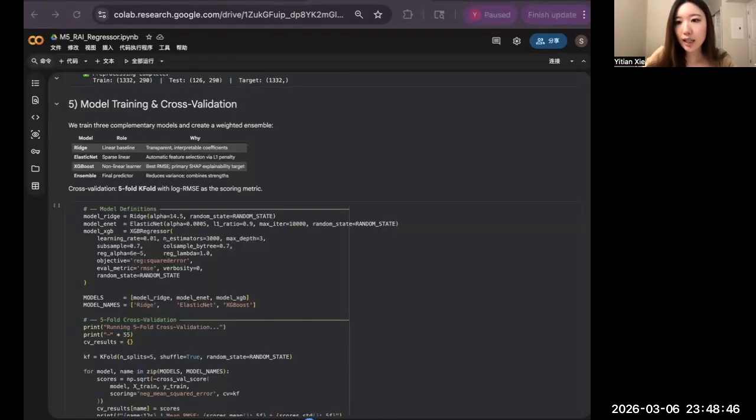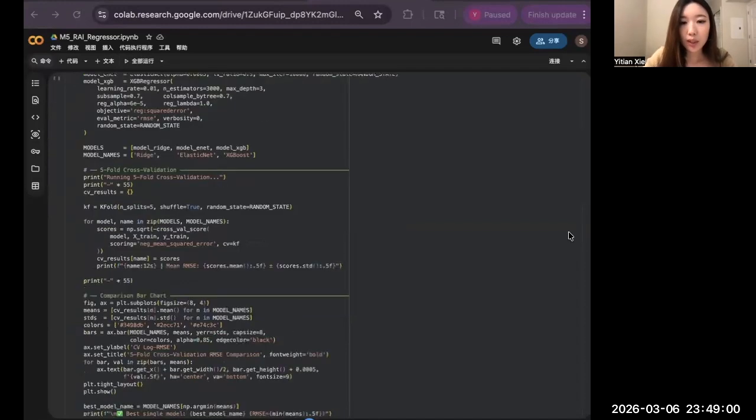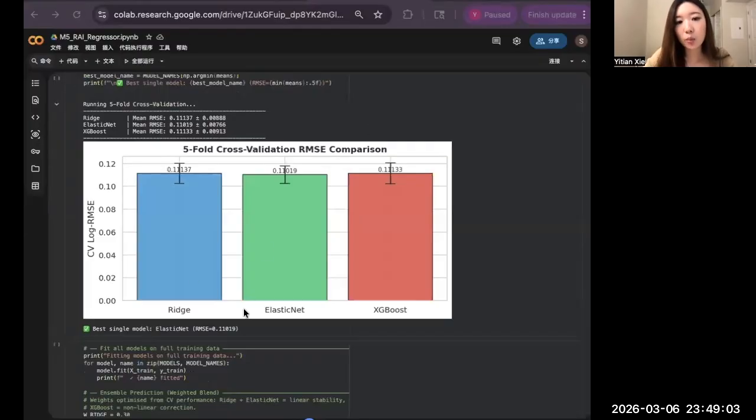After preprocessing, I trained several models and evaluated them using five-fold cross-validation. The models tested were ridge regression, elastic net, and XGBoost. The results show that elastic net achieved the best performance with an RMSE of around 0.11019. Cross-validation ensures that the evaluation is robust and not dependent on a single train-test split, which improved the reliability of the model evaluation process.